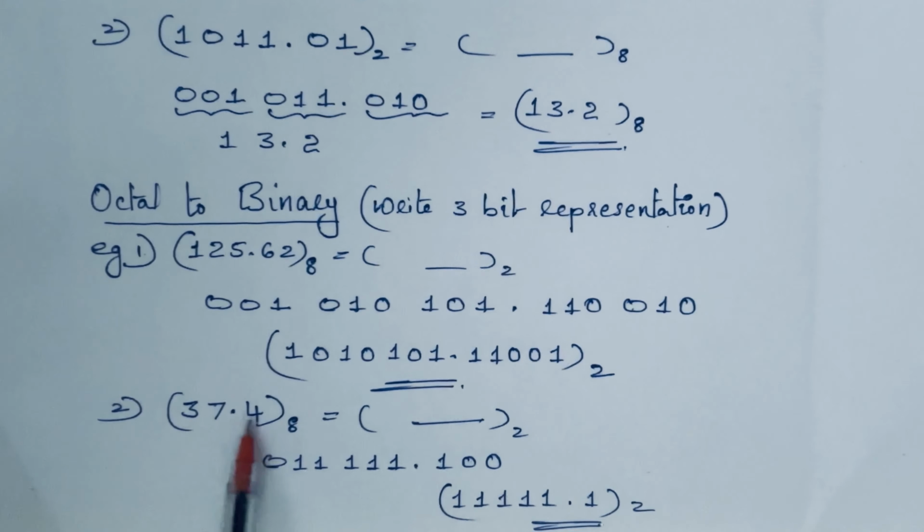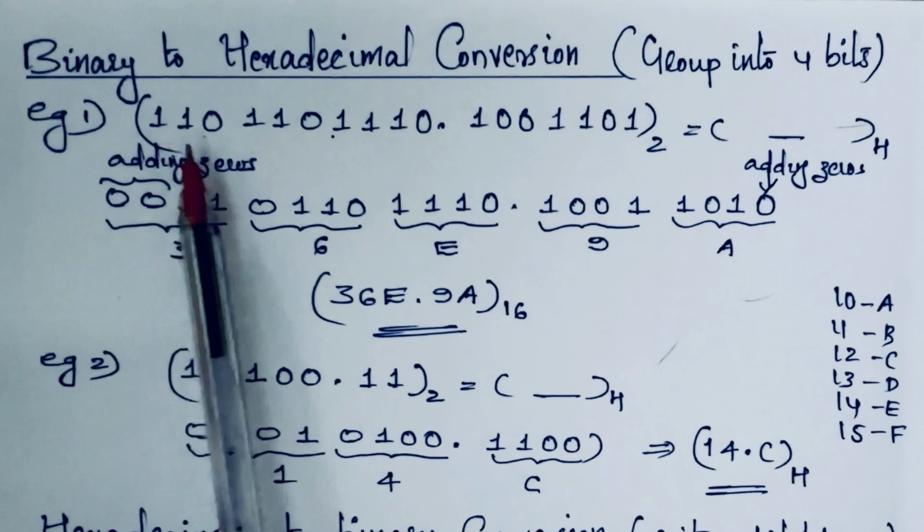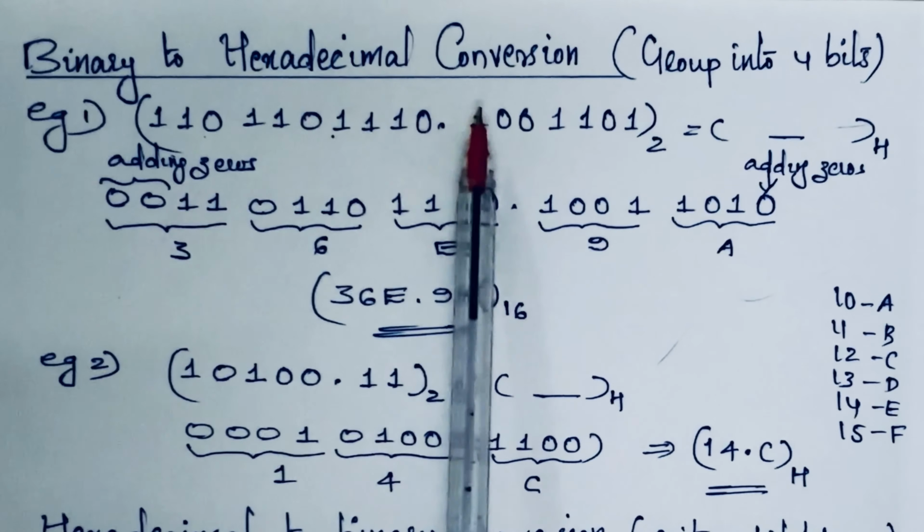Same way, 37.4 octal number, if you want to convert into binary, the 3-bit combination of 3 is 011. For 7 it is 111. Point. For 4 it is 100. And we can eliminate the leading zeros and trailing zeros. So the final answer is 11111.1 base 2.